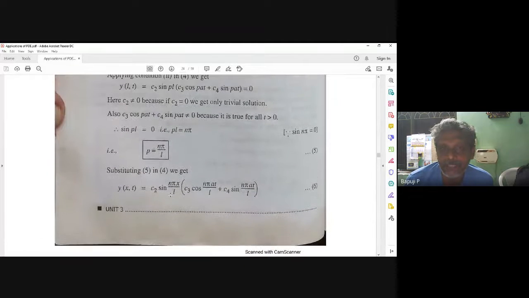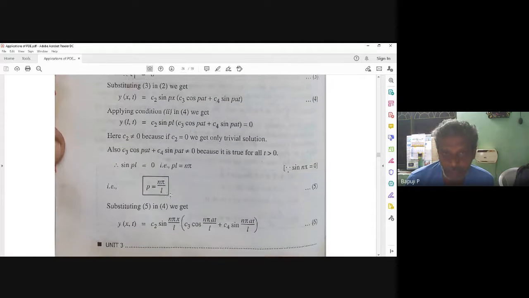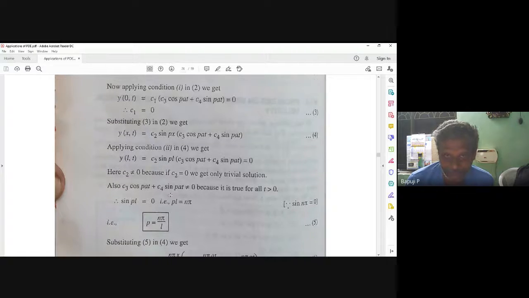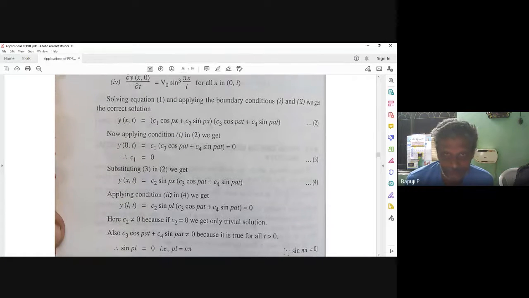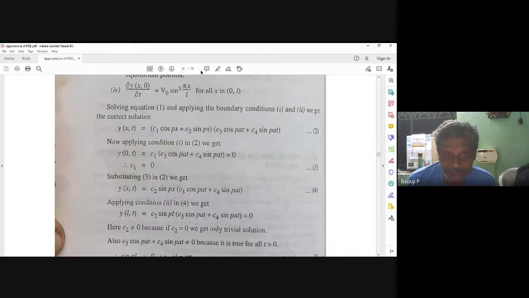Every problem is the same thing. How to solve, let's see. We forget about this; instead of this, I will use the lambda x intermix. First condition, if you apply y of 0 comma t, c1 is 0. This you are already familiar with, or not? Say yes or no.